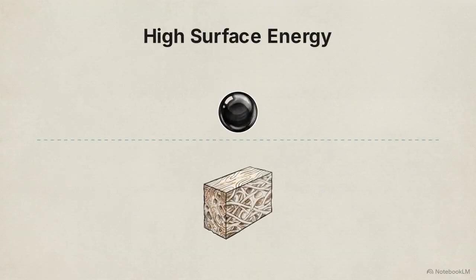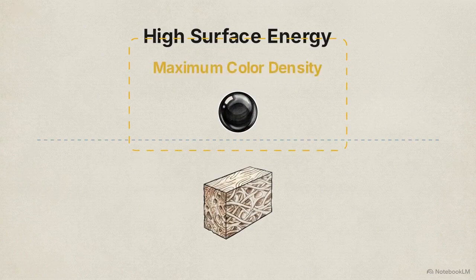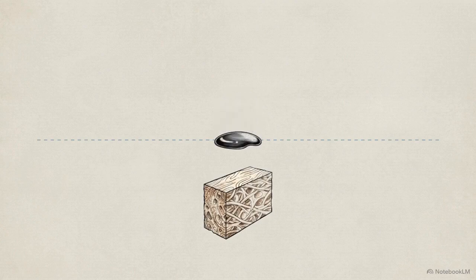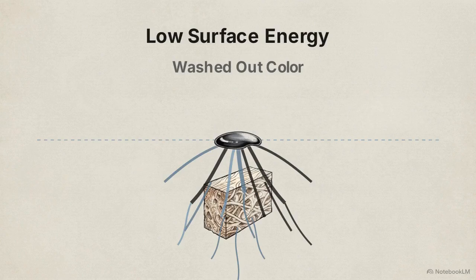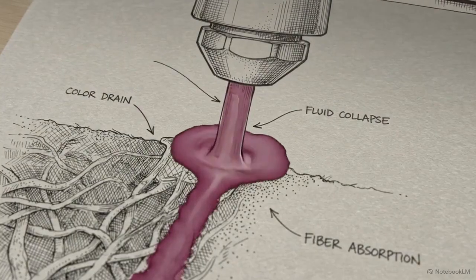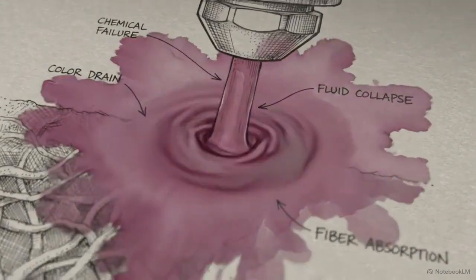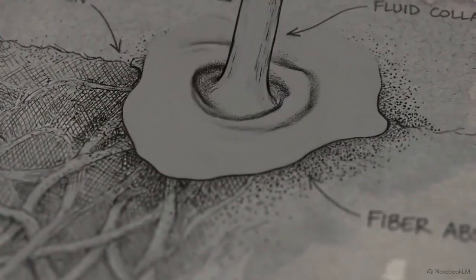This diagram shows a material with high surface energy. The ink droplet holds its tight, domed shape on top, delivering maximum color density. Lower the surface energy, and the droplet collapses. It bleeds outward and sinks deep into the fibers, washing out the color. A perfectly calibrated printhead cannot save an image if the chemistry at the point of impact forces the ink to fail.